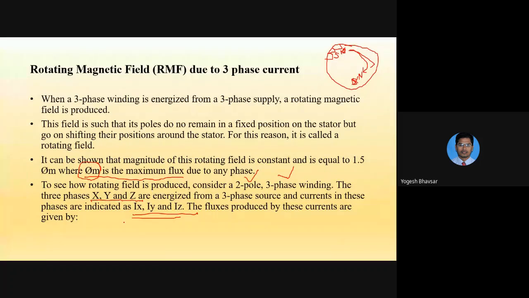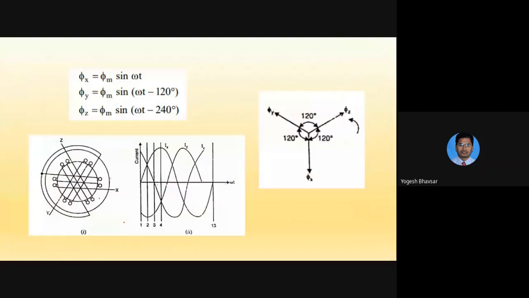That is the three-phase supply, red, yellow and blue. Here in the book it is given as X, Y, Z, so I took the same notation.